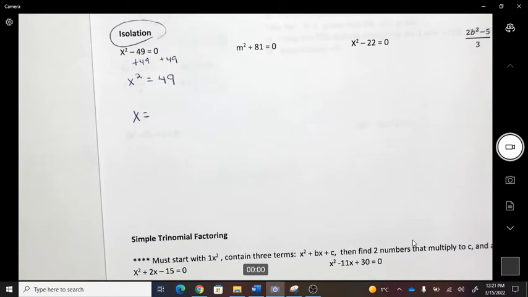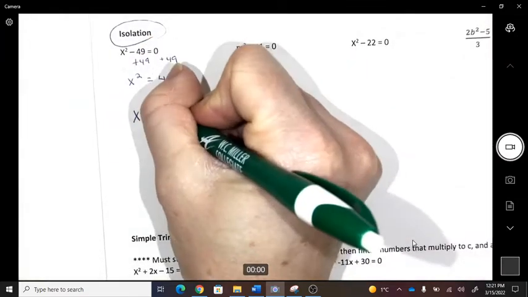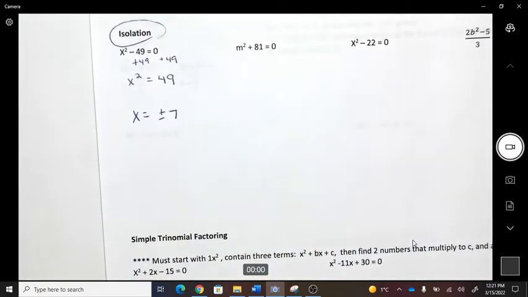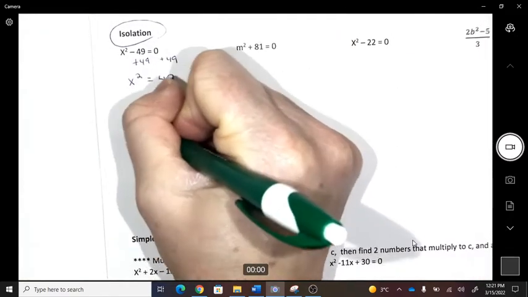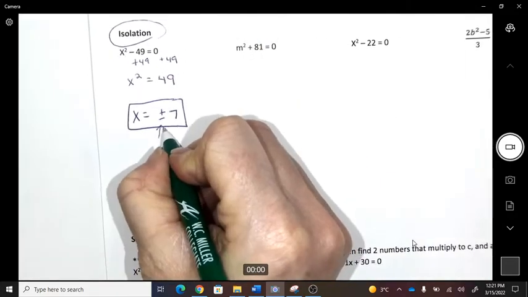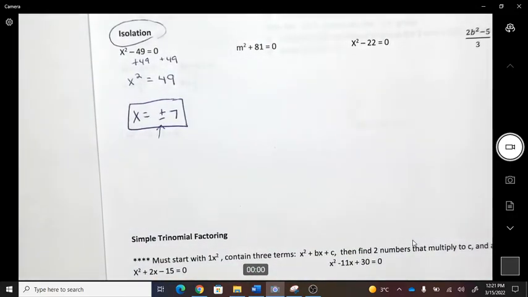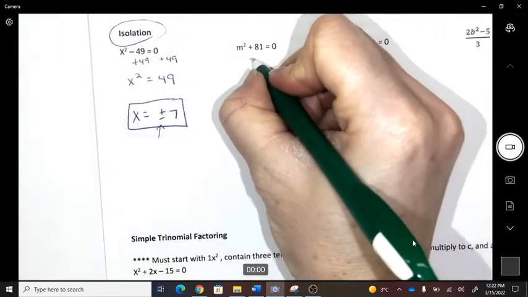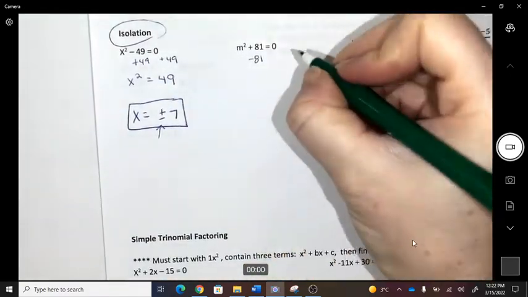7? It's partially right. Or negative 7. Does that make sense? Does 7 square to get you 49? Does that work? Yep. Does negative 7 also square to get you 49? Yep. Okay, so it's going to be important to remember that symbol because once you leave out that symbol, you're omitting an answer. Okay, number 2, to get this alone, I'm going to subtract 81.